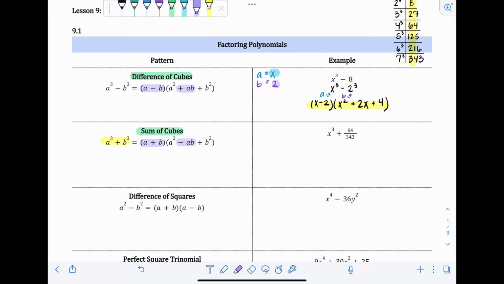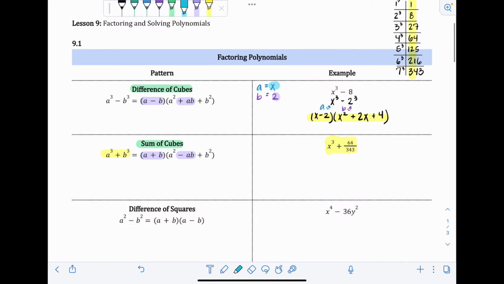So they're very, very similar, just the signs switch on a couple of different terms. Okay, so our example is x cubed plus 64 over 343. You may recognize 64 and 343 from this list up here. Because they're both perfect cubes, even though they're a fraction, we can technically rewrite it as something to the third power.